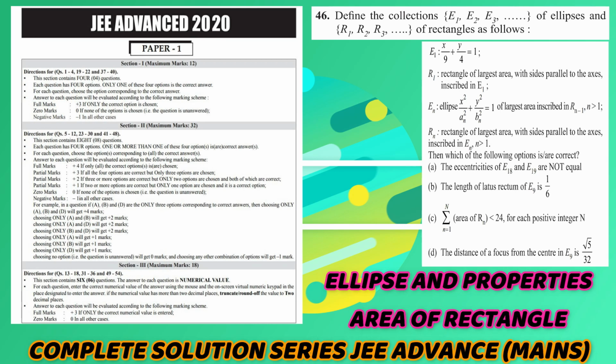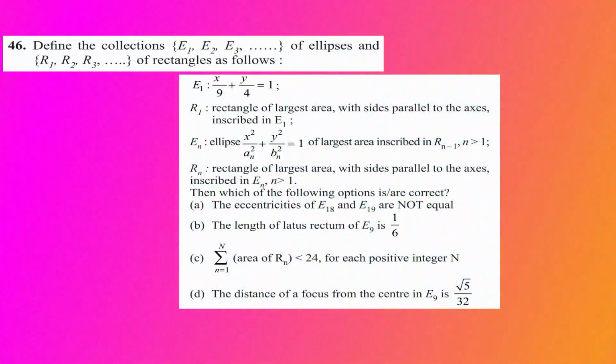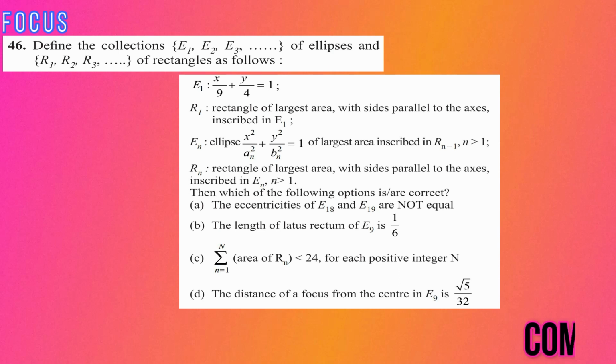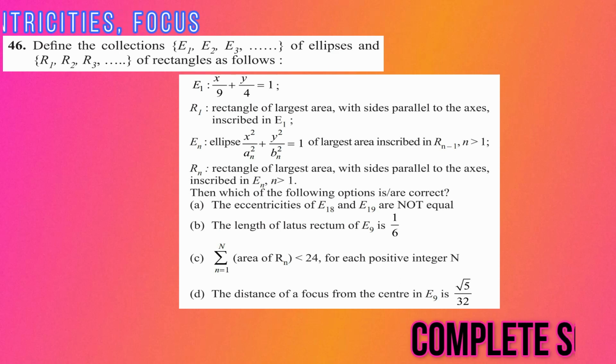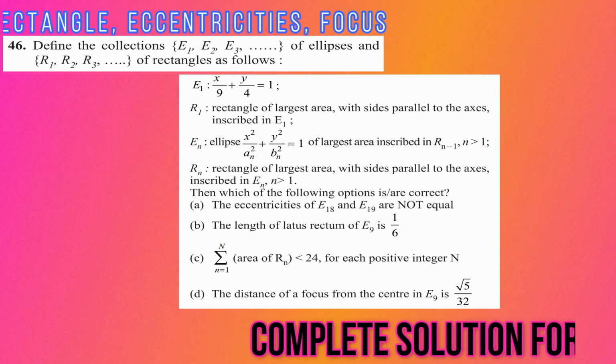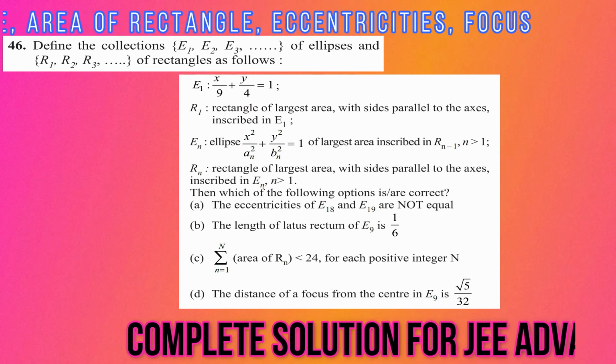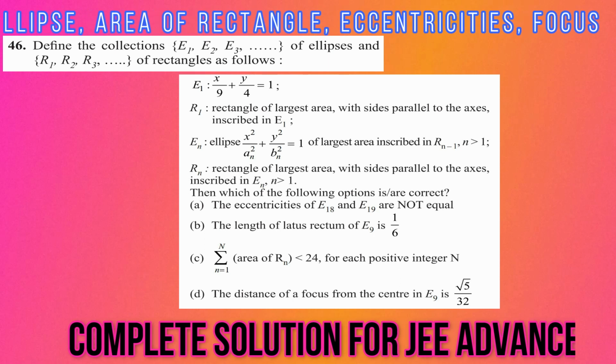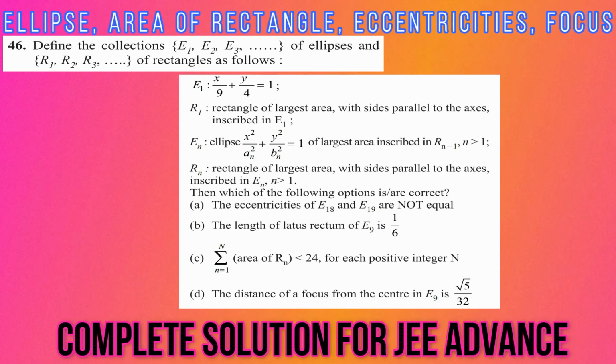First of all, I'm going to explain the question, and then we'll go for a detailed understanding of each and every step in our solution. Let's read the question. We are given the equation of an ellipse, E1, which is x squared by 9 plus y squared by 4 equals 1. Similarly, E2 is the second ellipse, then the third, E3, up to En, the equation of the nth ellipse, which is x squared by an squared plus y squared by bn squared equals 1. So these are the n ellipses given.